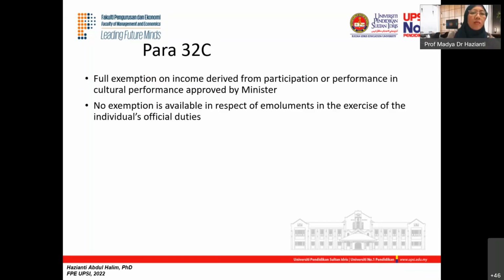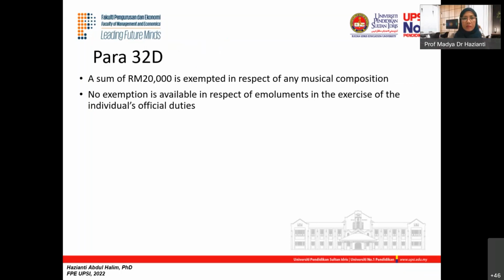32C, full exemption on income derived from participation of performance. Okay, ini untuk artis lah, celebrity yang ada performance semua. If the cultural performance is approved by the minister, full exemption. Let's say dia dapat 50,000, so 50,000 tu fully exempted. 32D, 20,000 any musical composition. Beza sikit kalau untuk music ni dia exemption dia 20,000.